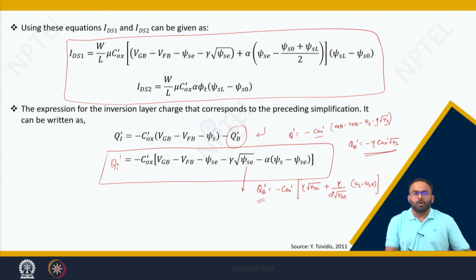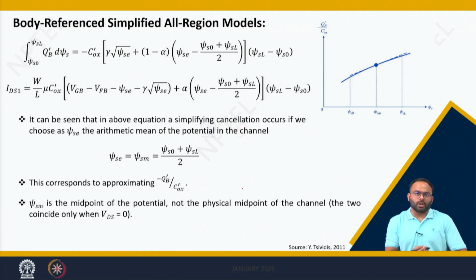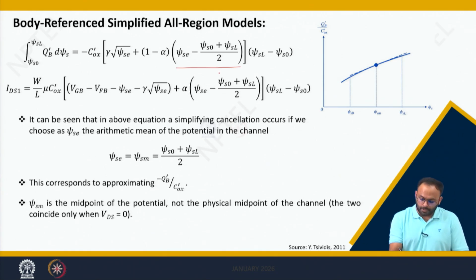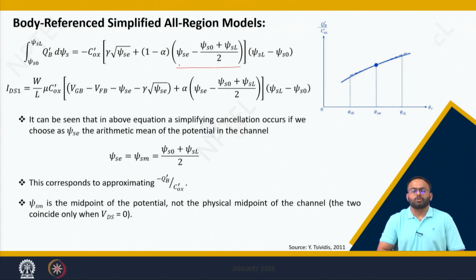Now the question is, what is the expansion point we can choose? Based on that, we can define two types of model. One is body reference model and one is source reference model. Let's get an insight into the body reference model. So following this equation, we have found there is a term coming up, psi se minus psi s naught plus psi sl divided by 2.